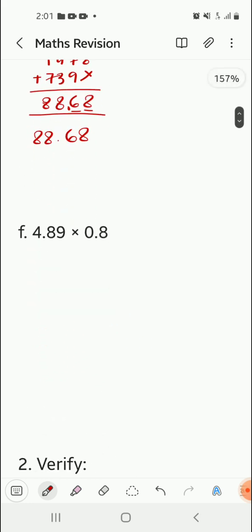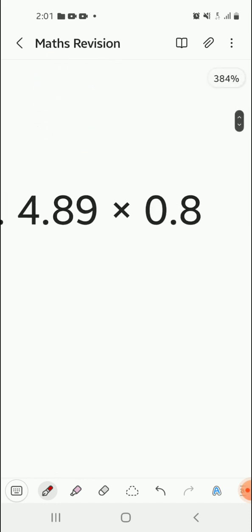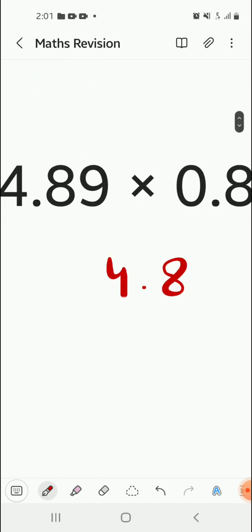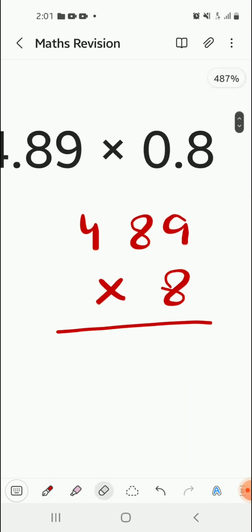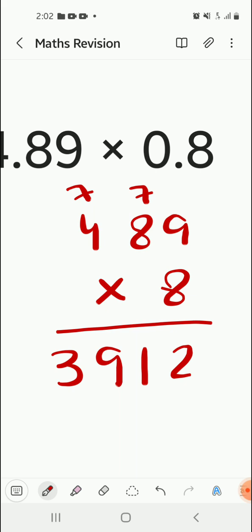Moving on to the next question, we have got 4.89 into 0.8. So simply multiply 4.89 with only 8. Okay. Don't consider the decimal point. Just multiply it. We have got 9 into 8, 72. 8 into 8, 64 plus 7, 71. 8 into 4, we have got 32 and plus 7, that is 39. So see, we have got the answer, that is 3912.